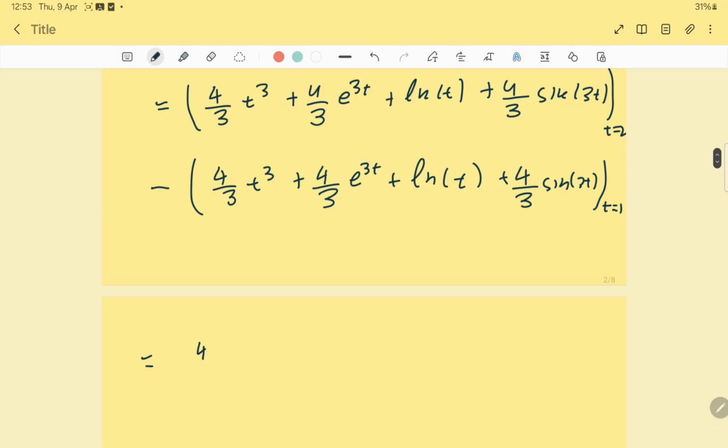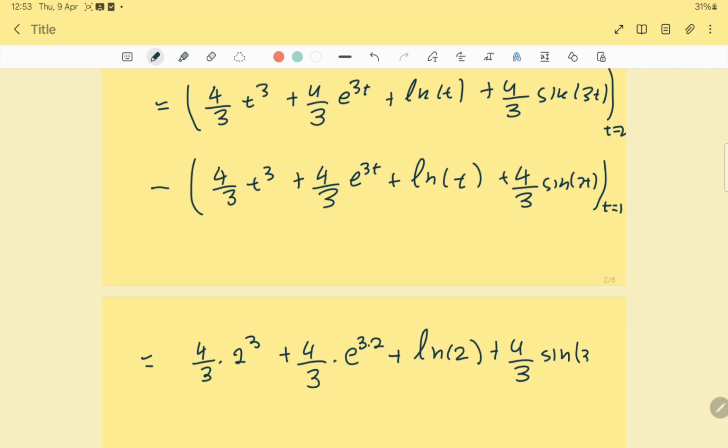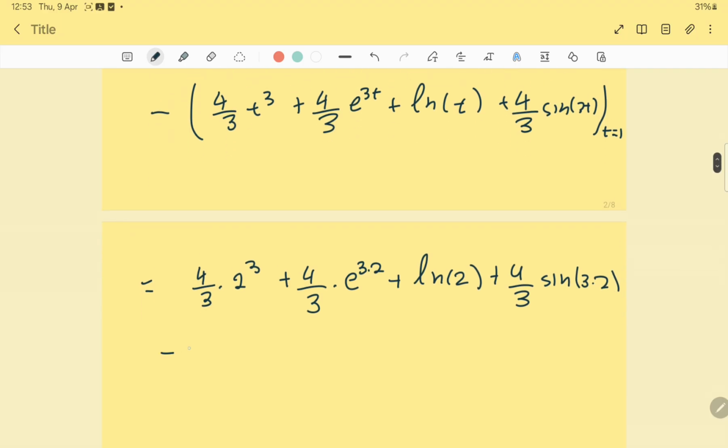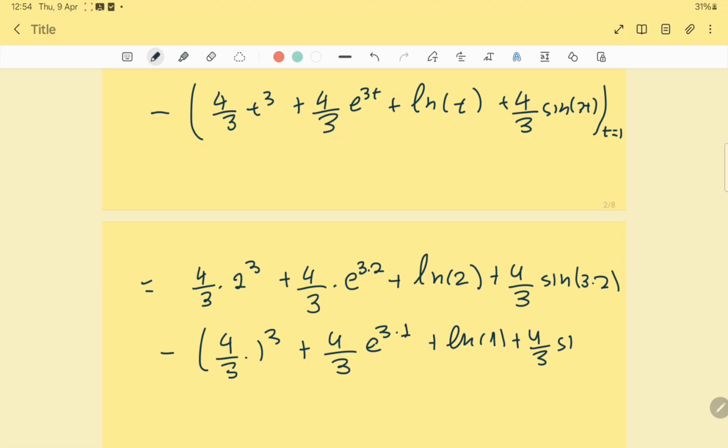That's gonna be 4/3 times 2 to the power of 3 plus 4/3 times e to the power of 3 times 2 plus ln 2 plus 4/3 sine 3 times 2 minus 4/3 times 1 to the power of 3 plus 4/3 e to the power of 3 times 1 plus ln 1 plus 4/3 sine 3 times 1.